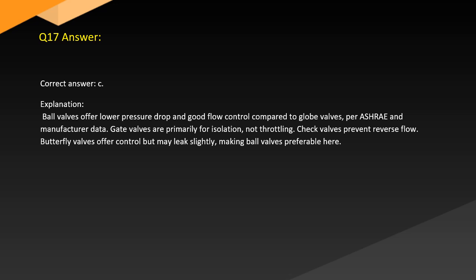Answer. Correct answer: C. Explanation: Ball valves offer lower pressure drop and good flow control compared to globe valves per ASHRAE and manufacturer data. Gate valves are primarily for isolation, not throttling. Check valves prevent reverse flow. Butterfly valves offer control but may leak slightly, making ball valves preferable here.